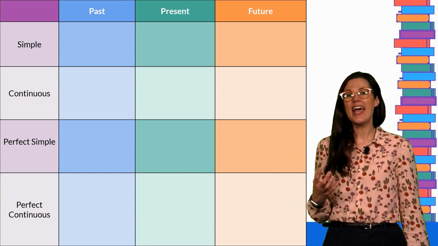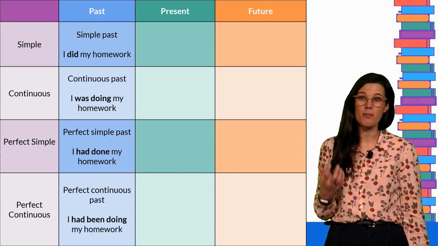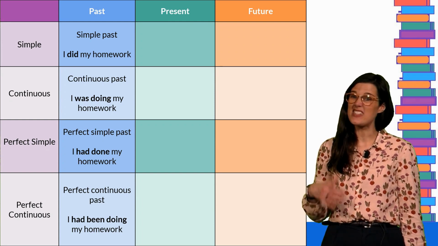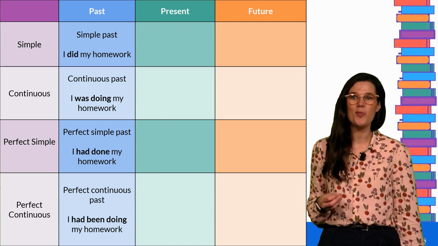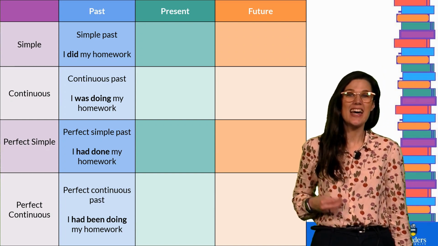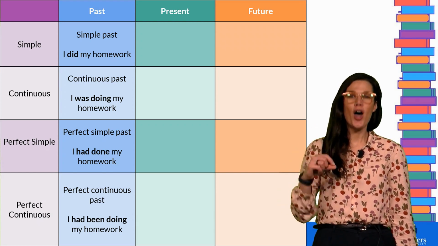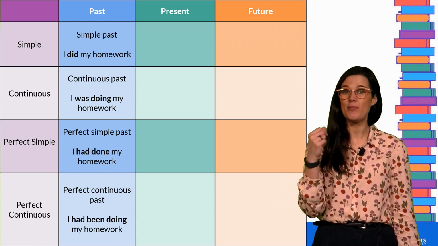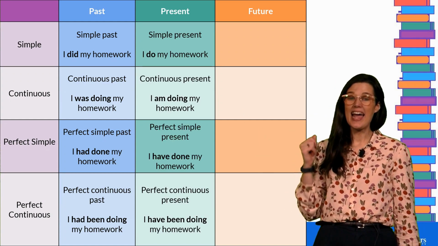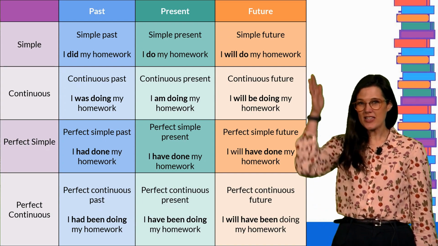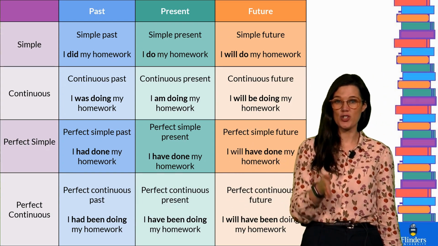Now, you might have previously studied tenses this way, looking first at the past and its different aspects. The simple past, I did my homework. The continuous past, I was doing my homework. The perfect simple past, I had done my homework. And the very tricky perfect continuous past, I had been doing my homework. And then you probably did the same for the present and the future and looked at them in this structure of past, present, future.